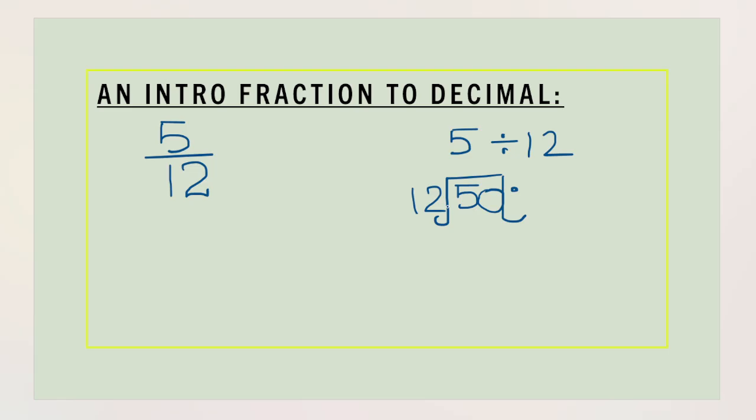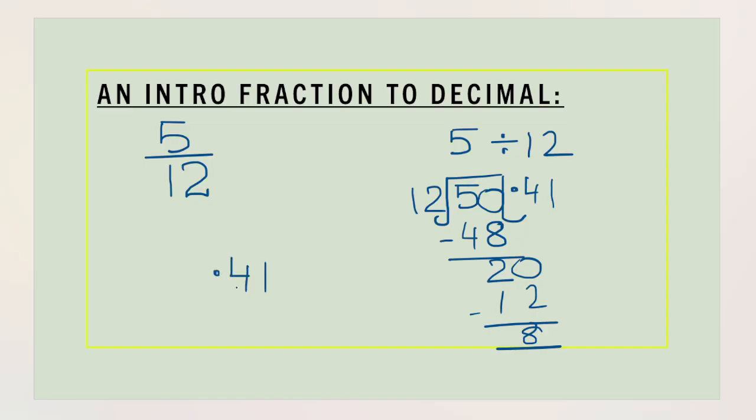You follow the basics. What does the basic say? The basic says if the dividend is smaller, you write a decimal, you get a free zero. 12 times 4 is 48. You leave behind 2. You get a free zero again. 12 times 1 is 12, leaving behind 8. But as we have already talked about this, 2 digits after decimal is more than enough for me. But before the decimal, we're going to write a 0. Hence, the answer will be 0.41.